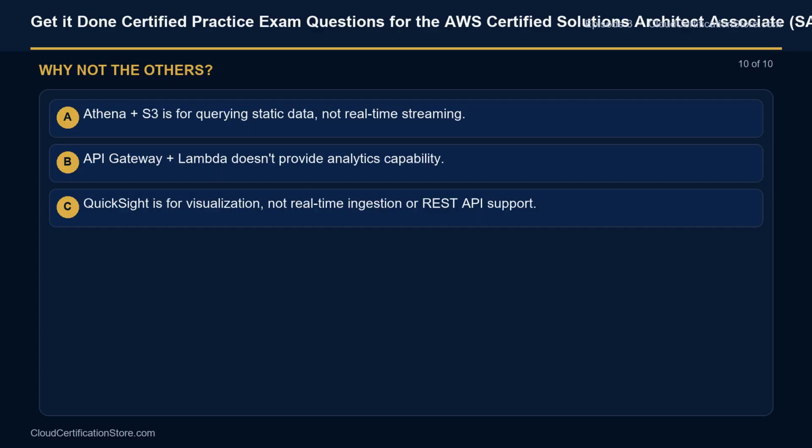Why not Option A? Athena plus S3 is for querying static data, not real-time streaming. Why not Option B? API Gateway plus Lambda doesn't provide analytics capability. Why not Option C? QuickSight is for visualization, not real-time ingestion or REST API support.